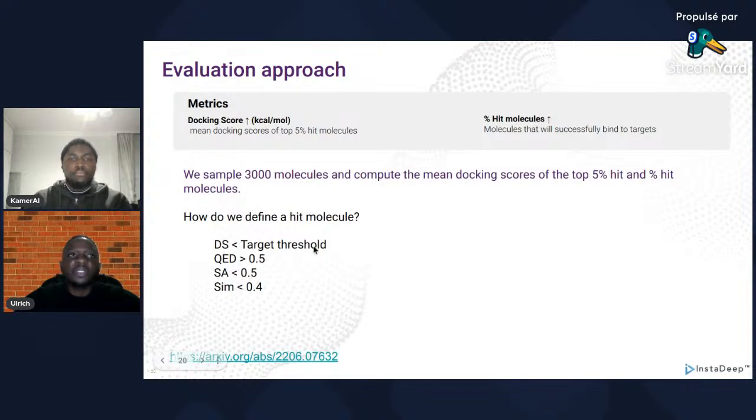I think it's a little bit confusing, but let me explain. The docking score measures the binding energy, and you want that to be low. A lower binding energy is good. It means the molecule is going to be stable.